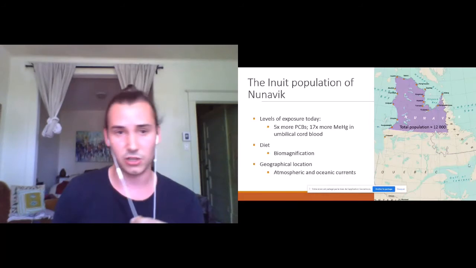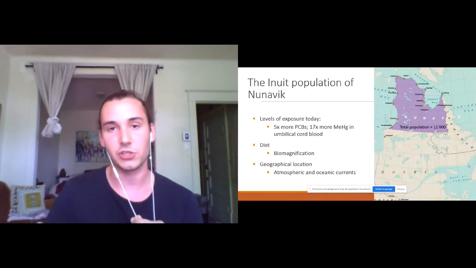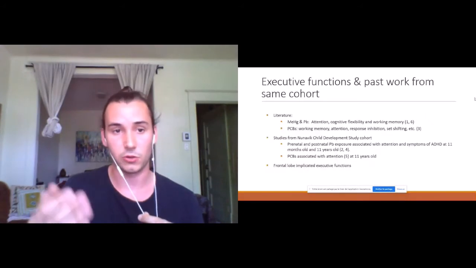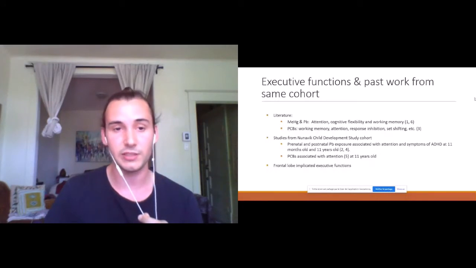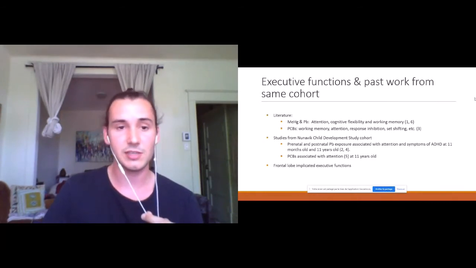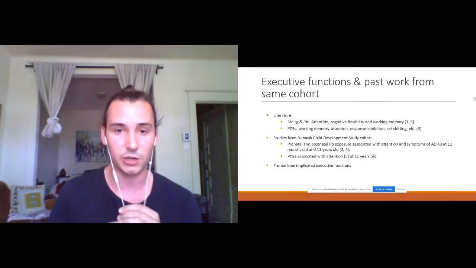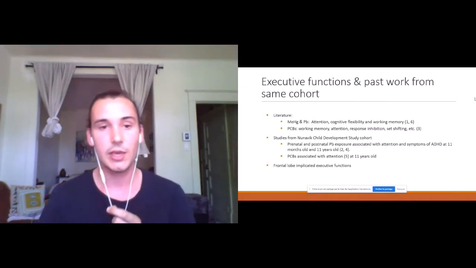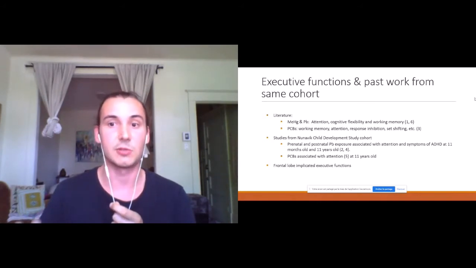In terms of neuropsychological consequences, the literature finds that mostly executive functions and functions closely associated to executive functions are affected. So for postnatal lead and methyl mercury, we can see that attention, cognitive flexibility, and working memory are affected. For PCBs, we also see response inhibition and set shifting deficits. And in studies from the same cohort that I'm currently studying, the Nunavik Child Development Study cohort, at follow-ups at 11 months old and 11 years old, lead and PCBs were associated with attention deficits and symptoms of ADHD.